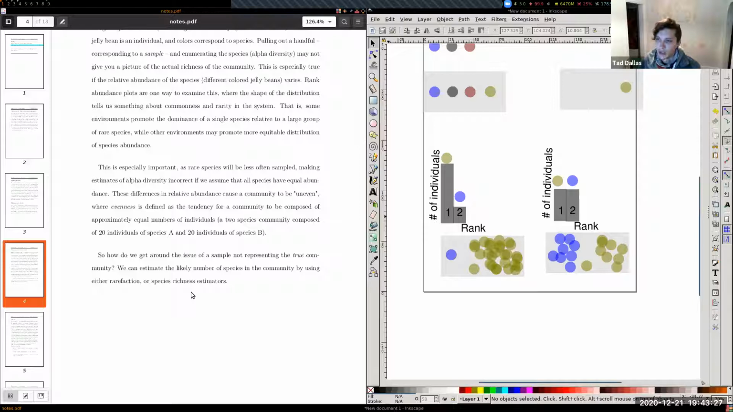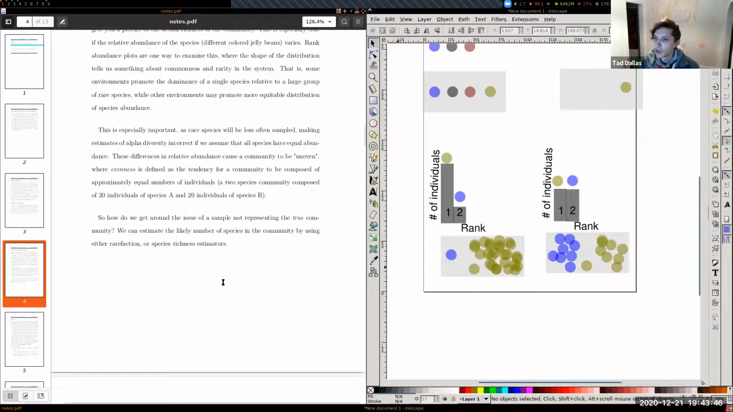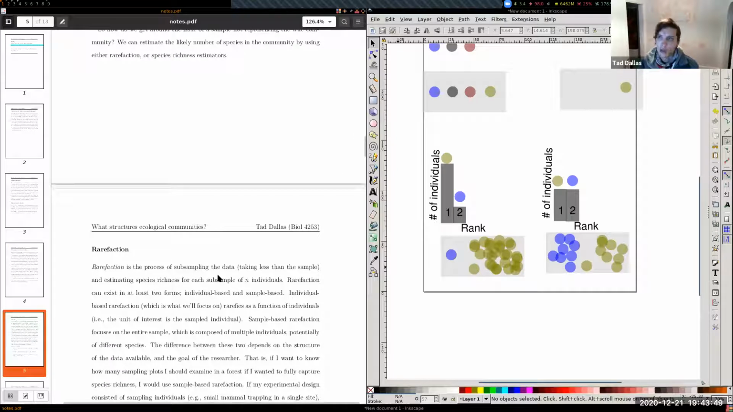All right. And now we'll talk about the approach to actually how we estimate species richness. This is a brief aside to talk about evenness. But there are two main ways to estimate species richness, and that's rarefaction and species richness estimators. It's confusing because the process of species richness estimation is what we're doing either way. But we'll talk about rarefaction first.